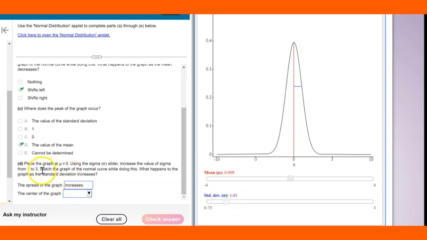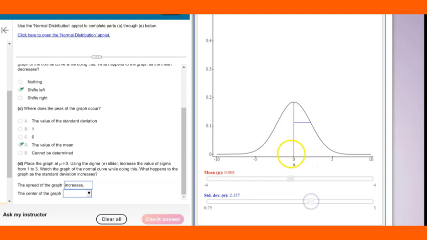And now increase the value of sigma from 1 to 3. You slide to the right, this standard deviation, and see what happens. Look here. Mean doesn't change. See, mean doesn't change, but the graph is more spread out. Right? You see that? Mean doesn't change.